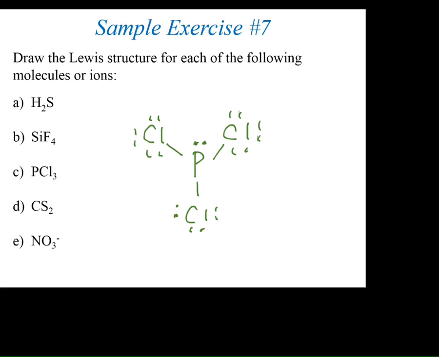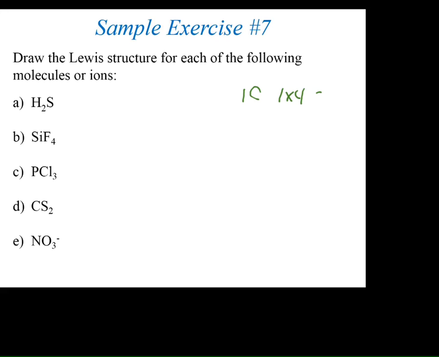Yes? Okay. Now CS2, again, you got to follow those steps. Don't just start giving everything octets because you're going to run out of electrons before you get them all applied. So let's just run through CS2 together. So, how many total valence electrons do you have for CS2? Right, so the carbon gives 4, and the 2 sulfurs each give 6, that's 12, so yes, 16 valence electrons.